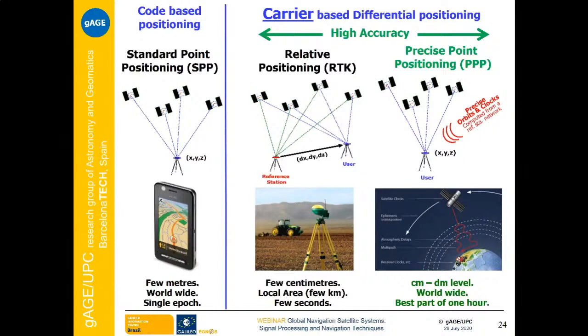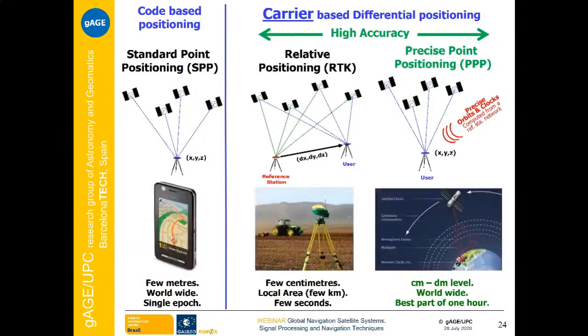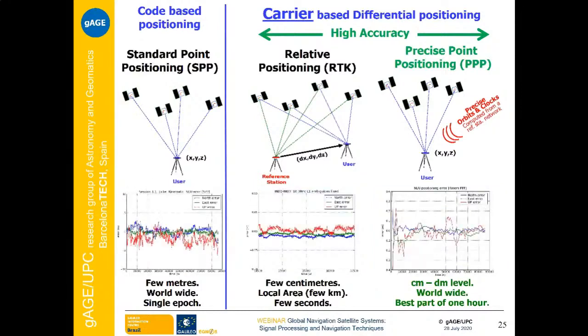In RTK, we have a limitation in the region. This is for local area. PPP is worldwide, but it takes longer to converge. We cannot achieve this accuracy in seconds. It can take half an hour and even 1 hour, depending on the satellite geometry. Here we have an idea about these accuracies in standard point positioning using code. The positioning we have in our mobiles, the accuracies at the level of meters.